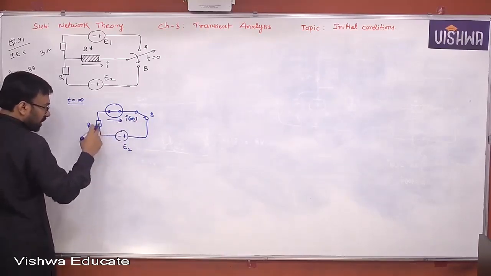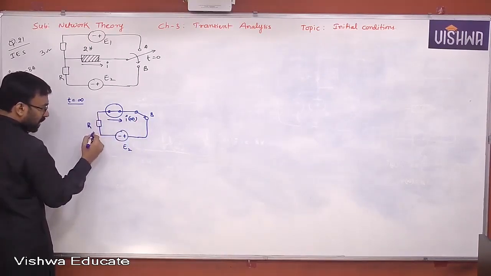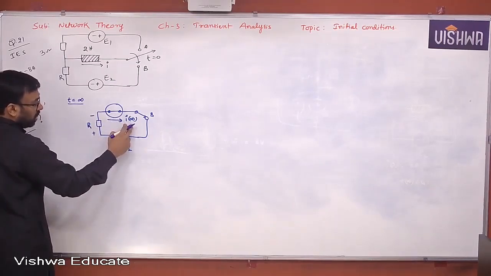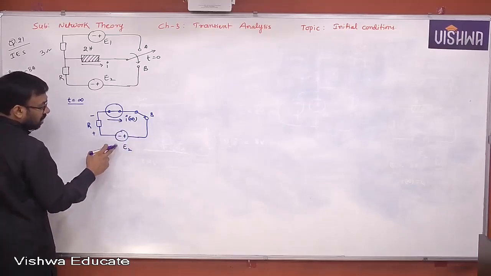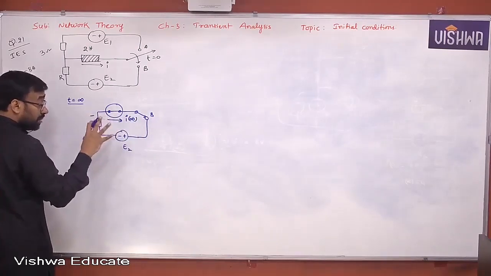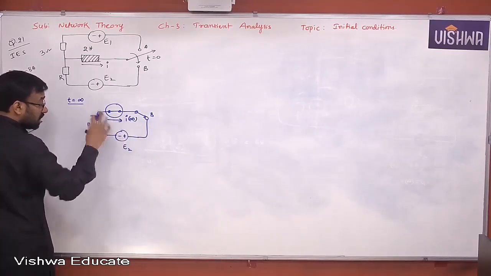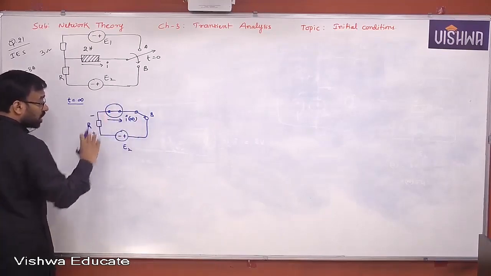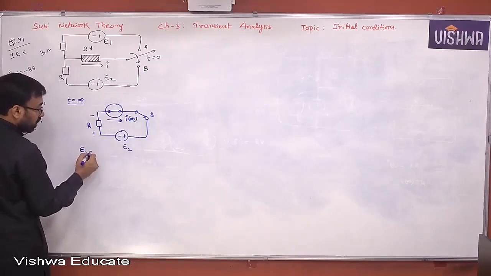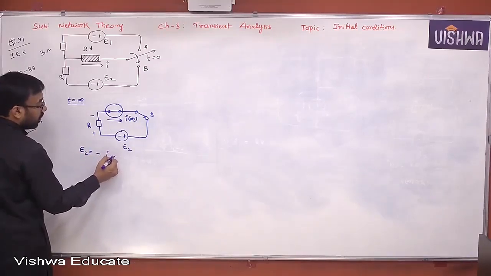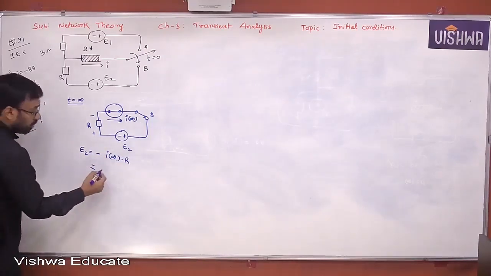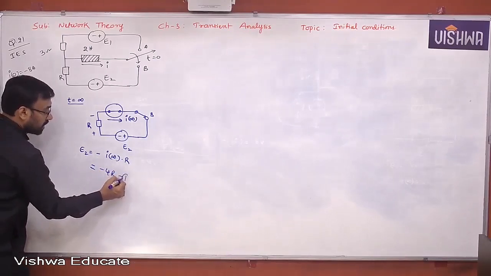The current flowing through this resistor is now in upward direction. This is plus, this is minus. The drop across this one is R into I of infinity. But polarities of the voltage are given here. Minus is connected to plus, plus is connected to minus. That means there is a mismatch in the polarities. The voltage across the resistor is E2 also, but with the reverse polarities. In terms of I of infinity, E2 is equal to minus I of infinity into R. What is I of infinity given? 4. So minus 4R. This is the first condition you got.